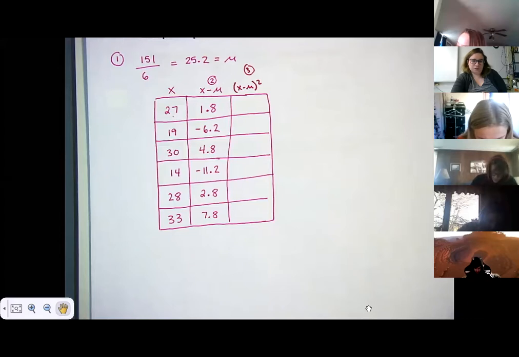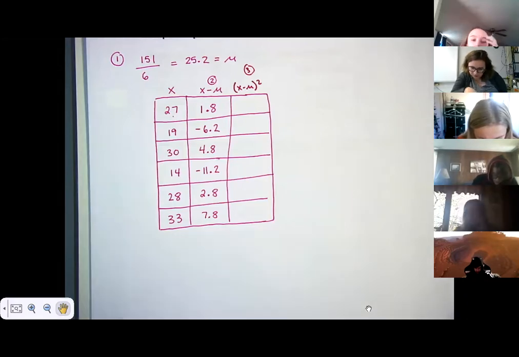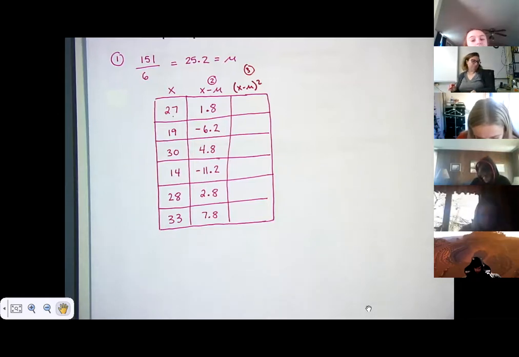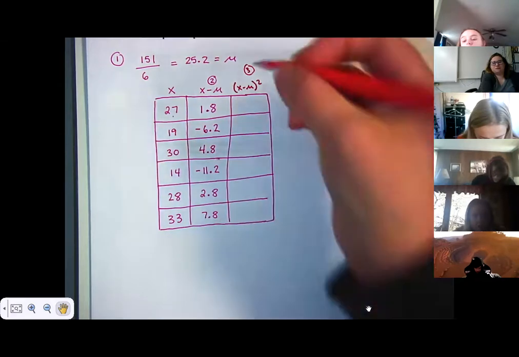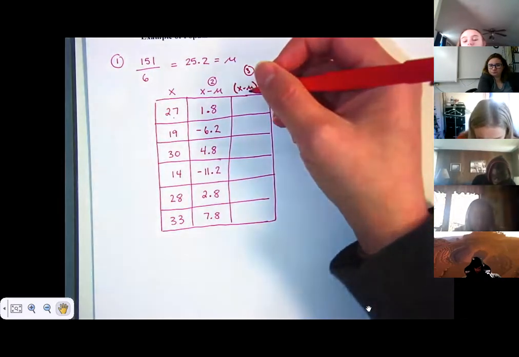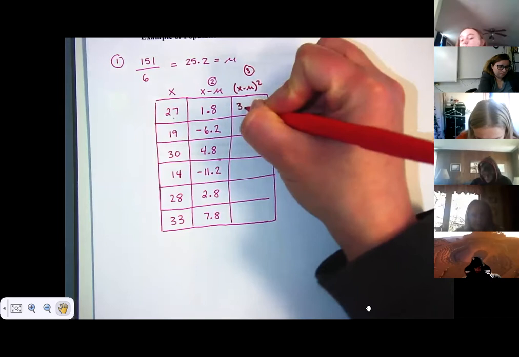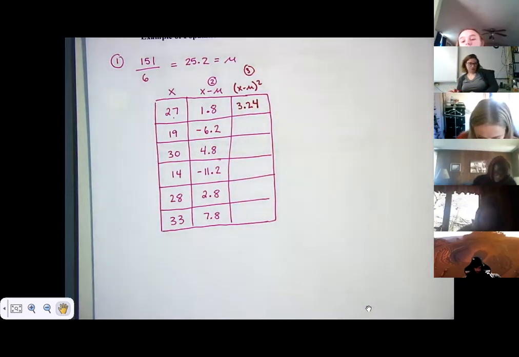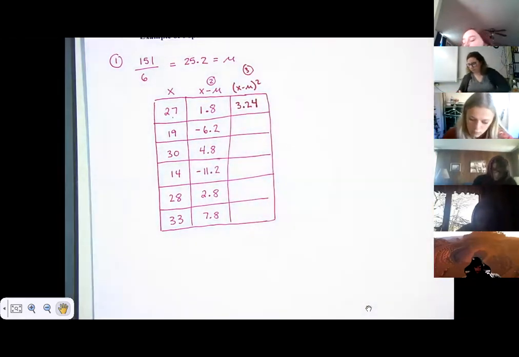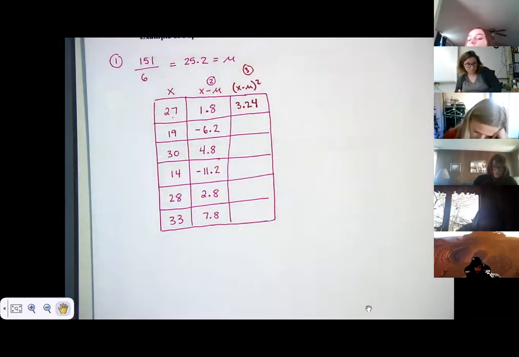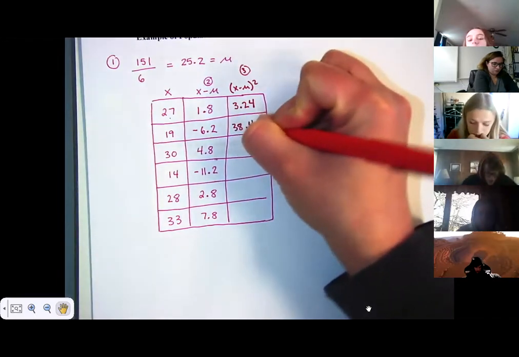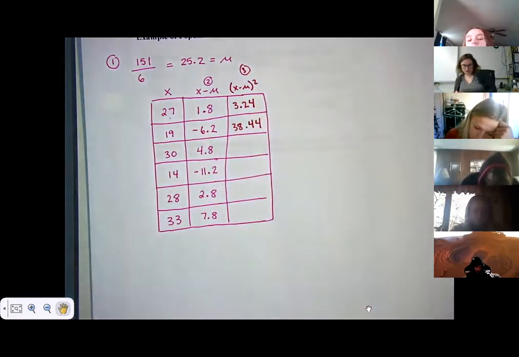Let's start with number 8, which is 1, 2, 3, 4, 5, 6, 7, 8. Jade. You always get picked by the calculator, Jade. I got 3.24. Okay. How about, let's see, number 3, Morgan. I got 38.44. Yep, 38.44. Everybody should be writing this down. You need this information later.